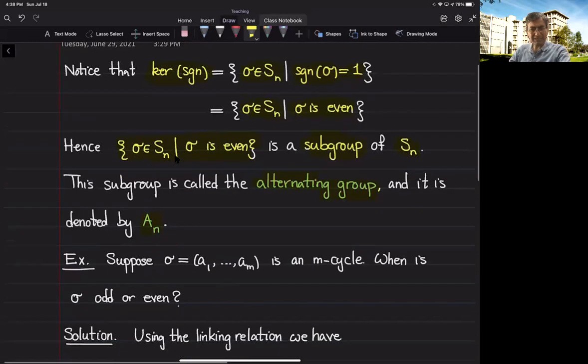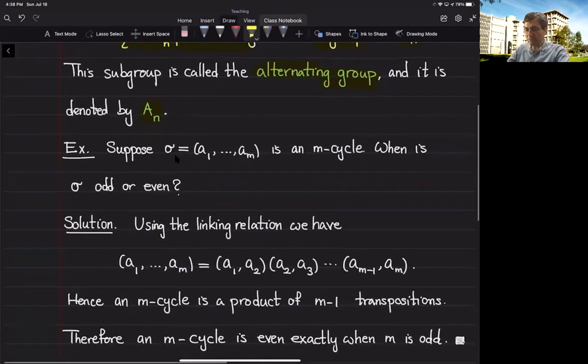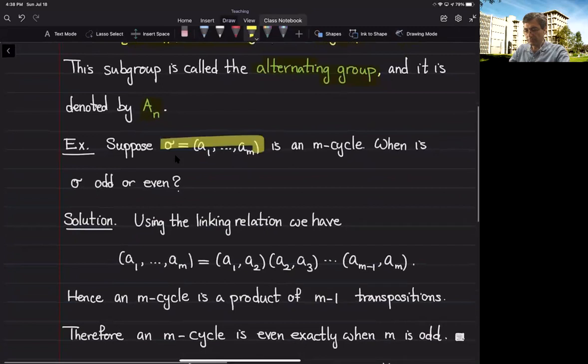Now let's do some examples. So for instance, when I give you an M cycle, is it odd or even? When is it odd? When is it even? How can I say depending on M? Okay, here is the solution. We have already discussed, in order to understand if it's odd or even, this means that I need to write down sigma as a product of transpositions, and then from there I have to say, do I need odd number of transpositions or even number of transpositions?